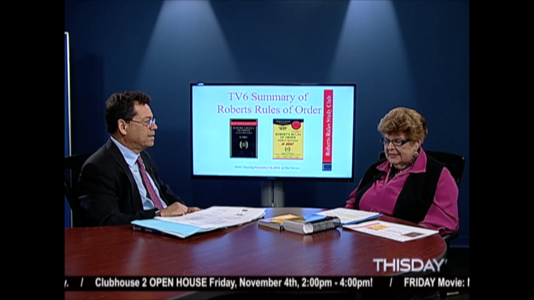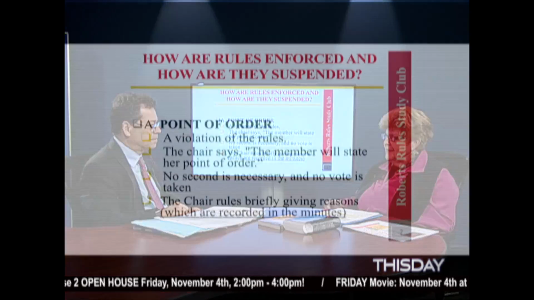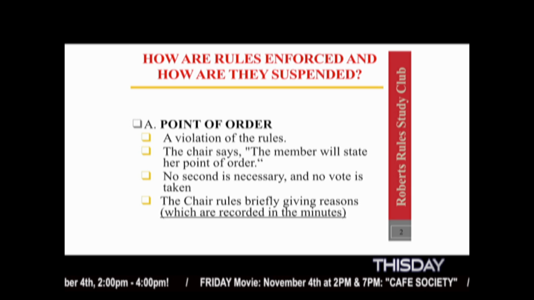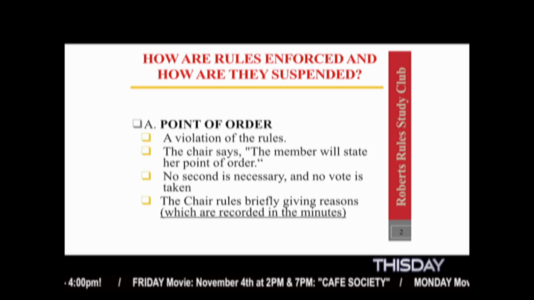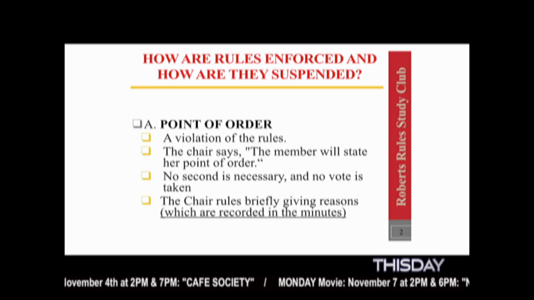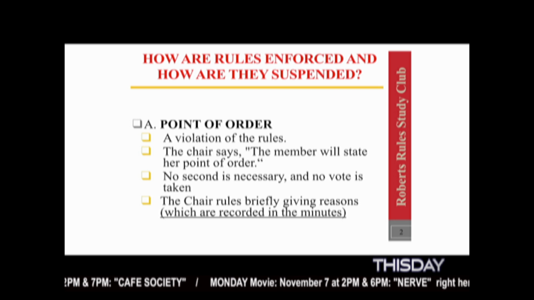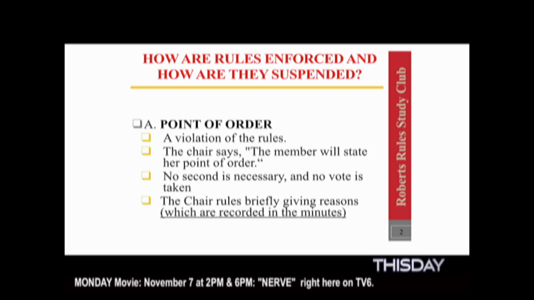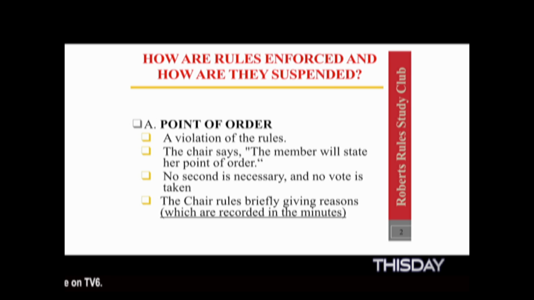How they're enforced. Now, when a member of the group sees that somebody's violating the rules, either parliamentary or your own rules for the group, you can always raise a point of order. You simply have to raise your hand and say, point of order. You can interrupt and say that. And the chair has to recognize you. Everything stops. And he says, what is your point of order? So then you say what it is you're concerned about, how the rules are broken, and sit down. And you don't have to have a second.